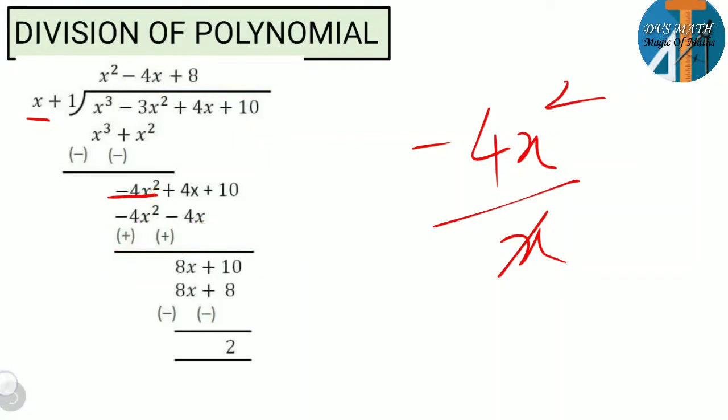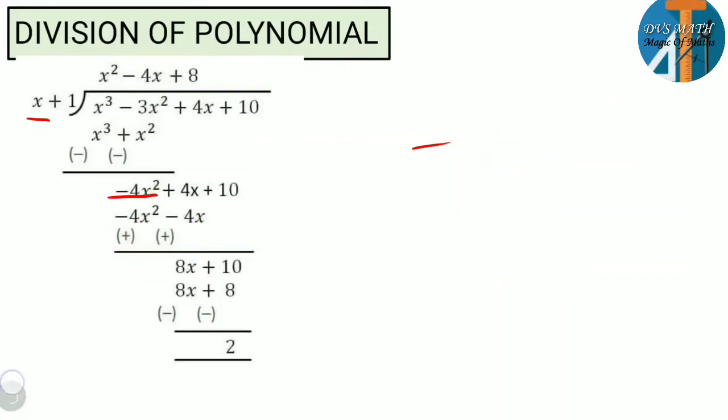The first term. Here what is the first term? 8x. What is here? x. You have to get 8x. x has to convert to 8x. So just you have to multiply by 8. 8 into x, 8x, plus into plus, plus 8 ones are 8.